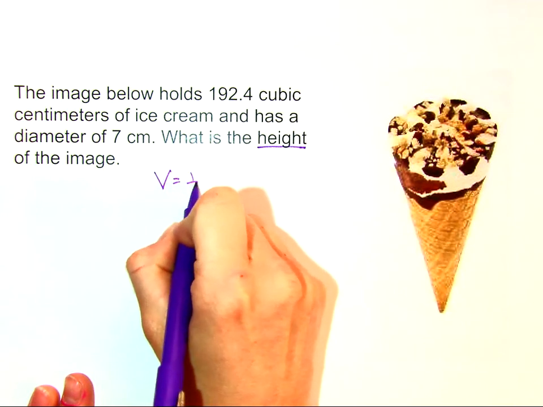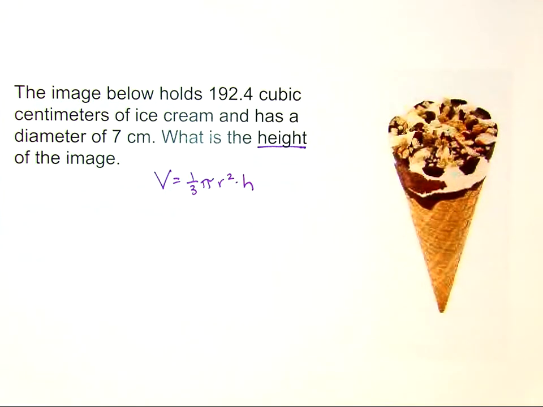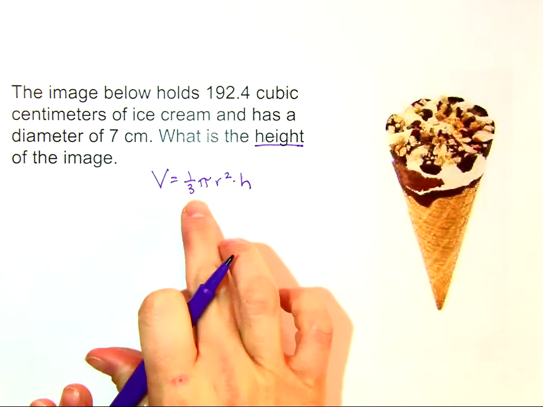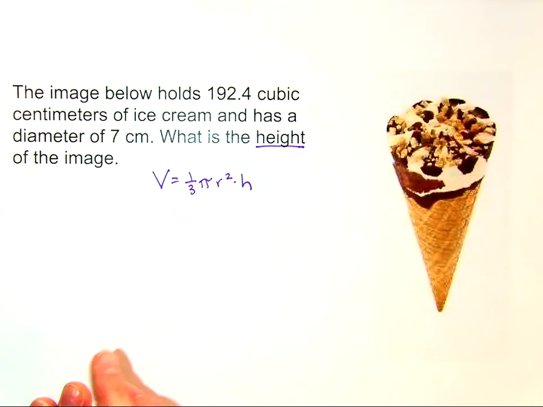So volume is 1/3 pi r squared times height for a cone. So I would like you to try this one before I show you how to do it, because it's not 100% different from how we were doing cylinders. The only difference is we have this 1/3 in there. So pause the video, fill in what you know, see if you can find the height of the cone.